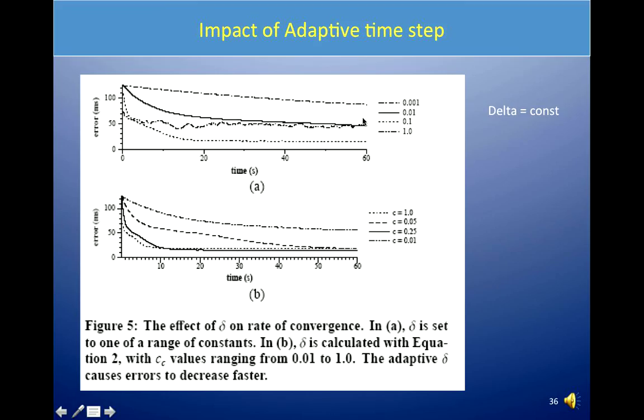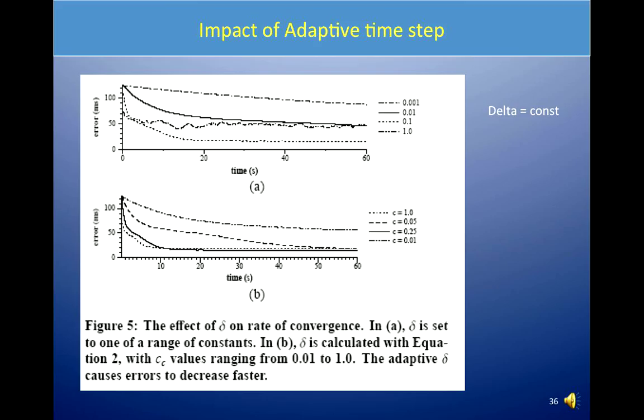If you see here, it's taking 60 seconds to converge because we are assuming the delta. In this case, delta is calculated, right, because of the remote and local errors, and it converges pretty much around 30 to 40 seconds. Between 30 and 40 seconds, it converges. Definitely, this graph shows that the adaptive algorithm converges pretty fast. Now, let's see another graph.